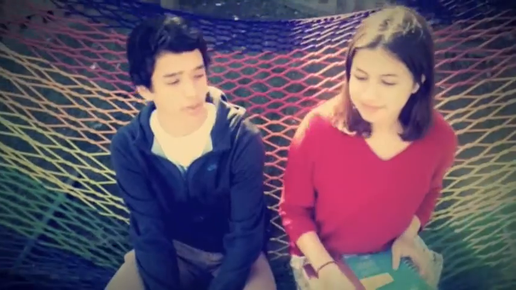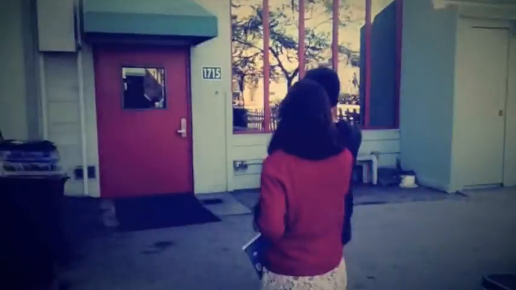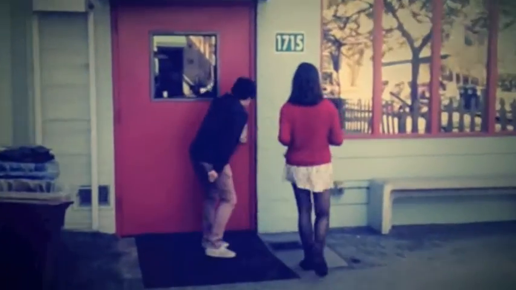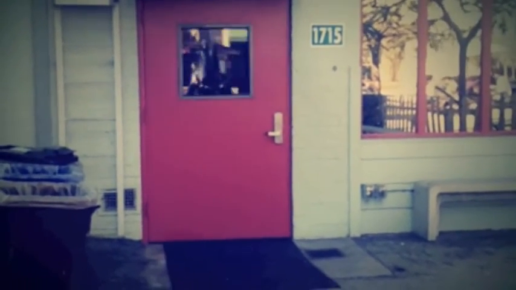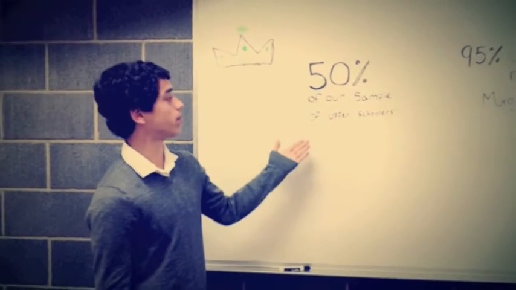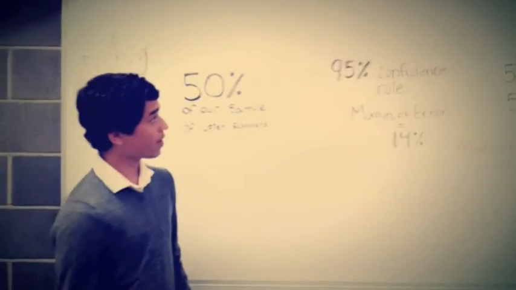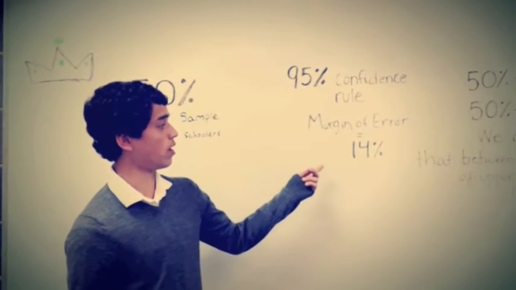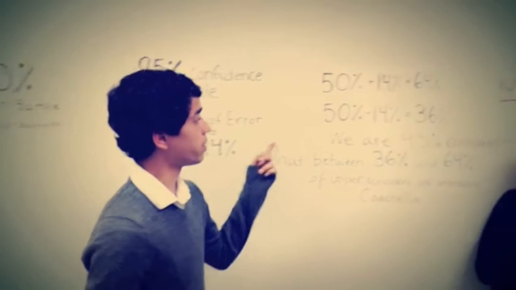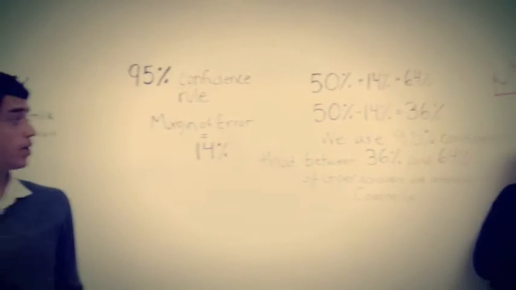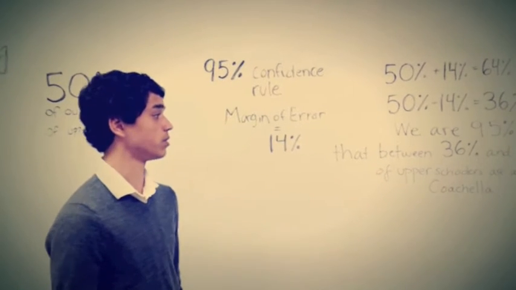Now let me take you to a whiteboard and really break things down for you. It shows us that 50% of our sample of upper schoolers are attending Coachella. And if we use a 95% confidence rule, we can add and subtract our margin of error, which is 14%, to get 64% and 36%. We are 95% confident that between 36% and 64% of upper schoolers are attending Coachella.